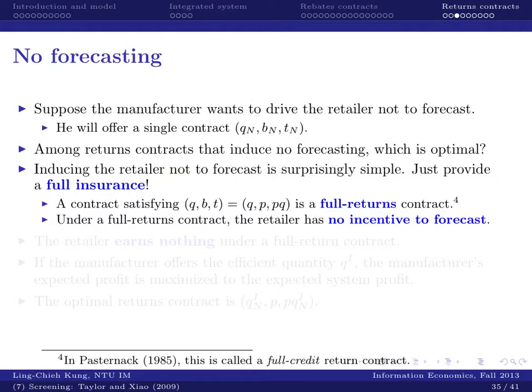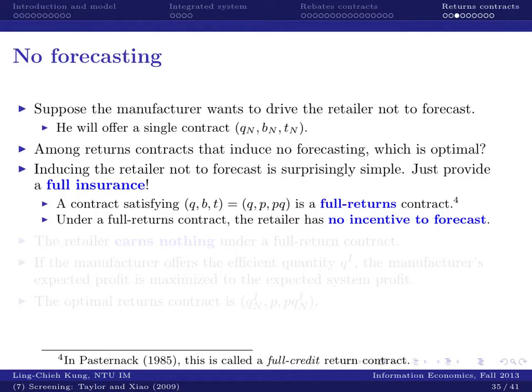Okay, what does that mean? We're going to offer a full return contract according to the quantity. I'm going to give you a buyback price exactly P, and I'm going to sell you at P times Q. Okay, what does that mean? If I'm the manufacturer and I offer this, I'm telling you that no matter how much you buy, no matter how many you have left, I'm going to collect everything from you at the price I sell to you.